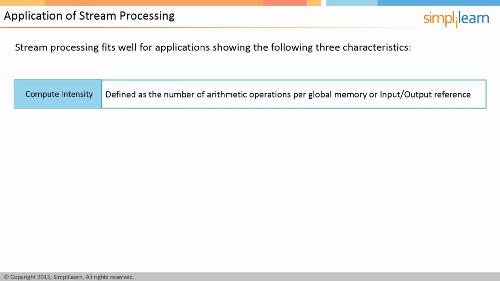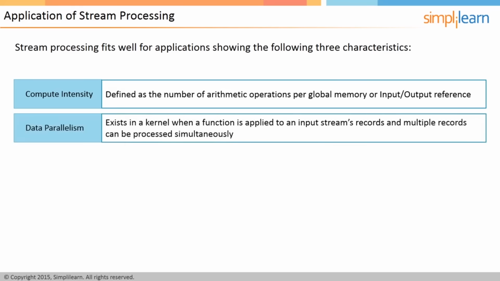The next feature is data parallelism, that exists in a kernel when a function is applied to an input stream's records and multiple records can be processed simultaneously. This should happen without results waiting from the previous records.